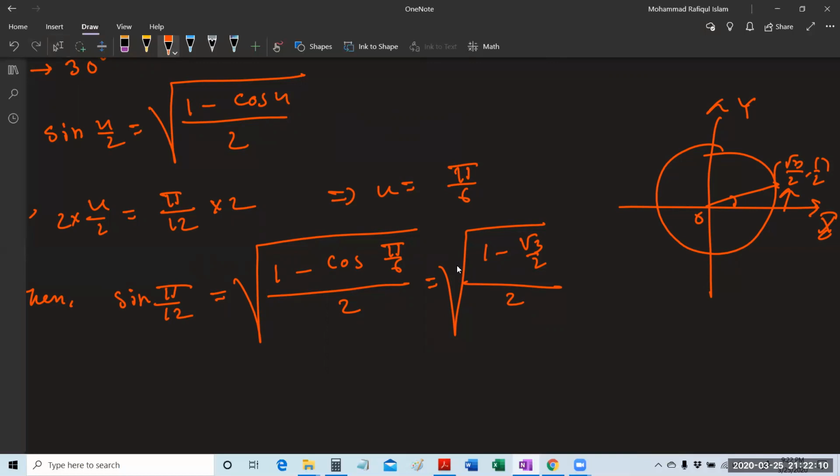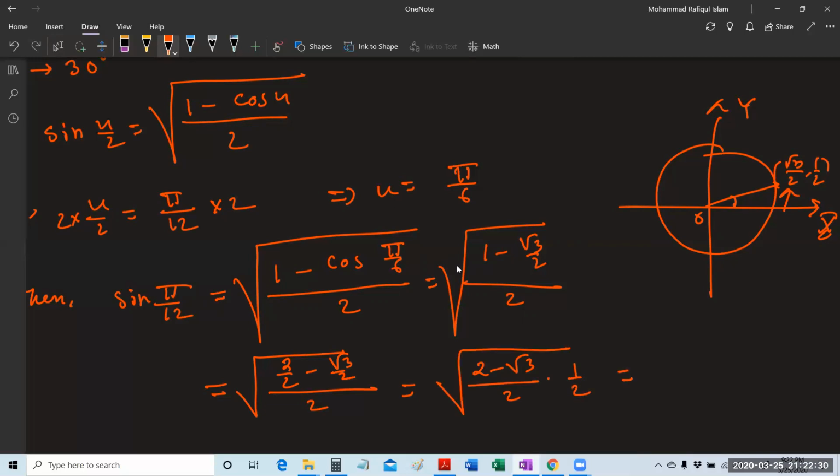So now it's time to just simplify this expression right here. So we can write square root of 2 over 2 minus root 3 over 2 all over 2, and this equals square root of 2 minus root 3 all over 2 times 1 over 2, equals square root of 2 minus root 3 all over 2.